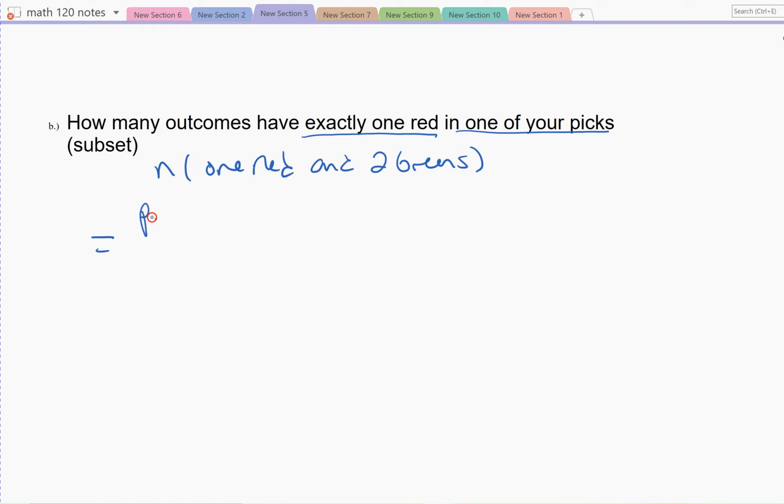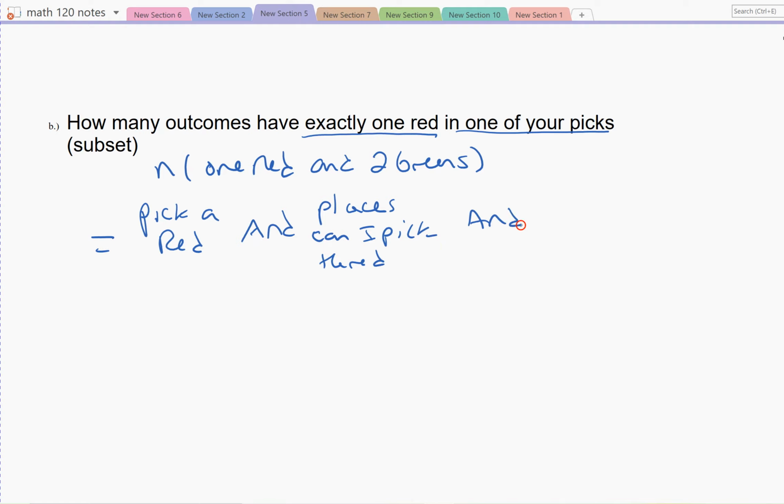First thing we have to do: how many ways can I pick a red? And then how many places can I pick the red? And then I need to finish off my group with picking 2 greens.